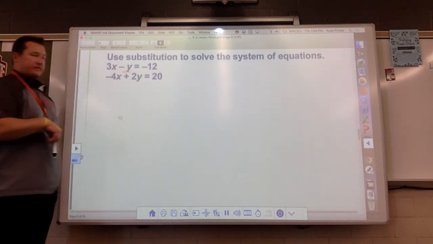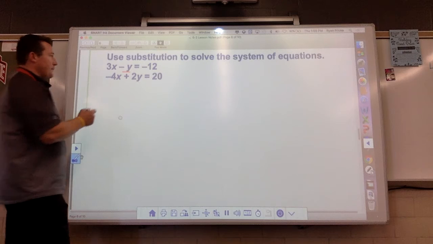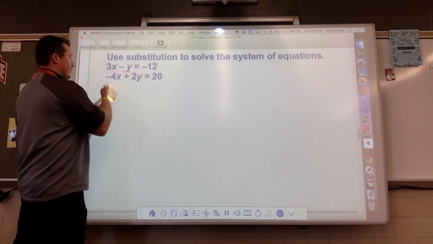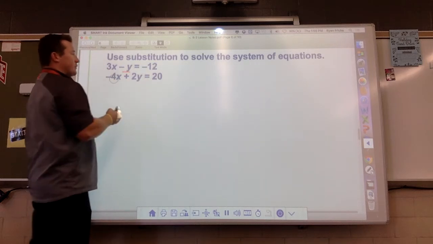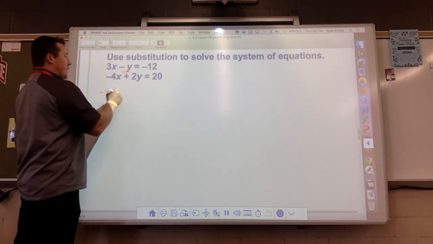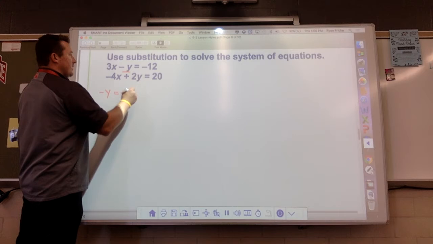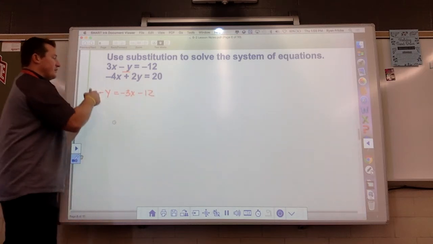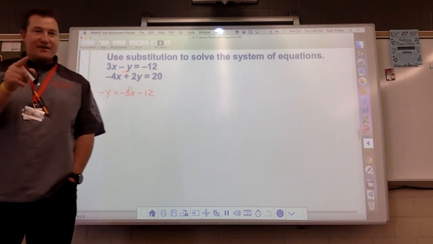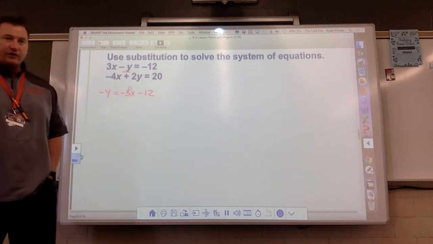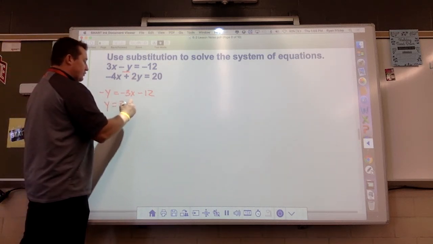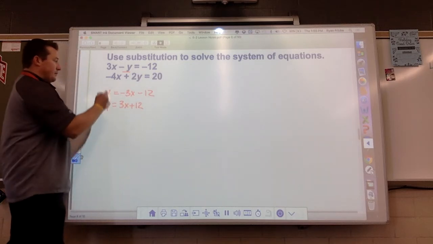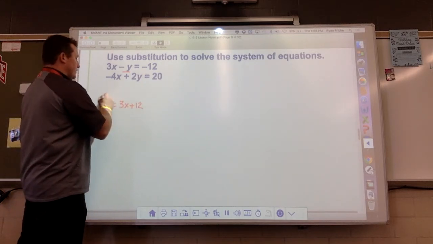Let's solve this for y, okay? First step, subtract 3x from both sides. So I'm going to get -y equals -3x minus 12. Again, get rid of the negative. We have not solved this equation for y yet, so we must divide by -1. Y equals 3x plus 12. Okay? So there we go.